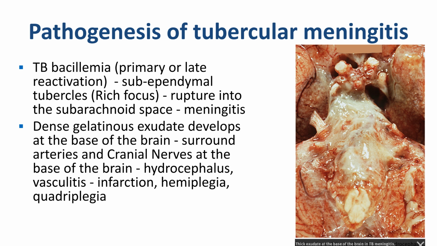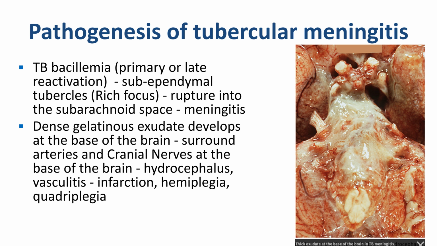The exudate also encases the cranial nerves that exit at the base of the brain. This can lead to cranial nerve palsies, with the sixth cranial nerve, the abducens nerve, being most commonly affected. Patients may present with diplopia or double vision, facial weakness, or hearing loss, depending on which nerves are involved.